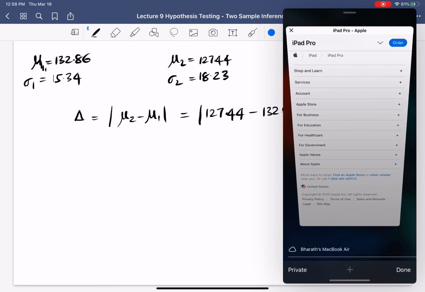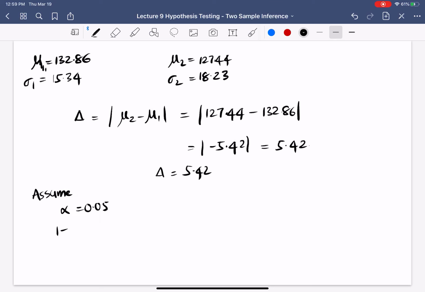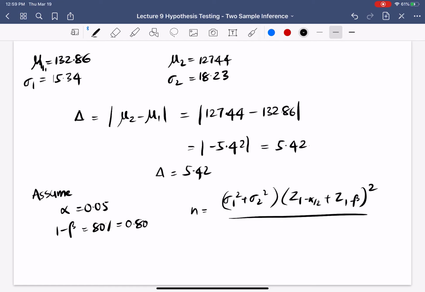Let's use a calculator. So we have 127.44 minus 132.86. That gives you minus 5.42. Because it's a modulus value, it becomes positive, so we have delta as 5.42. For our consideration, let us assume that alpha is 0.05 and 1 minus beta is 80%, which is 0.80. So we have the n value that becomes (sigma1 square plus sigma2 square) into (z1 minus alpha by 2 plus z1 minus beta) square by delta square.